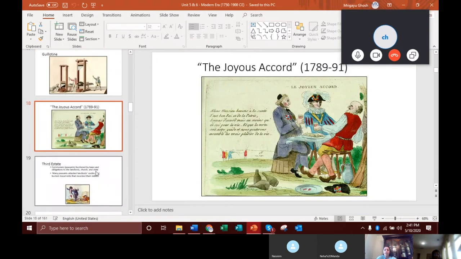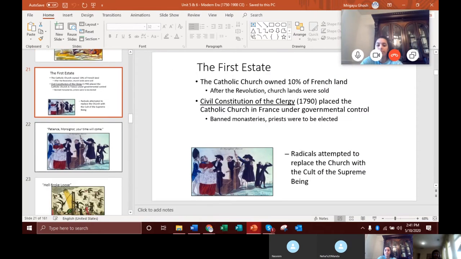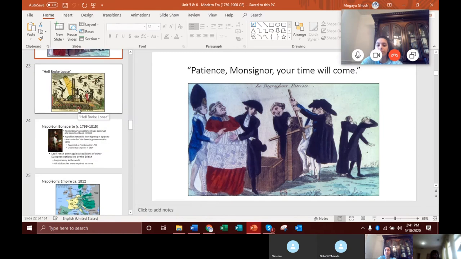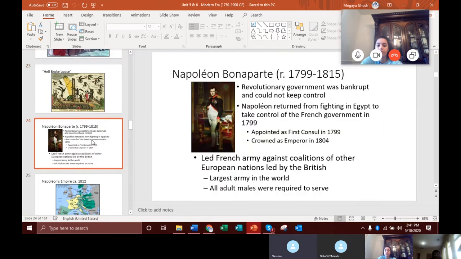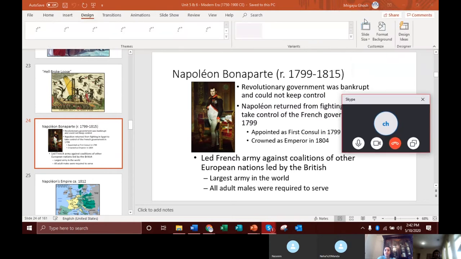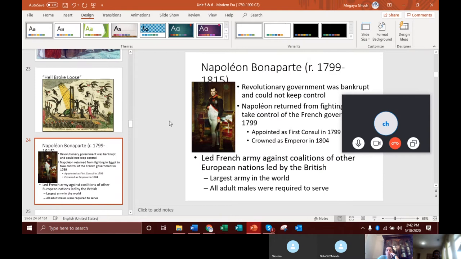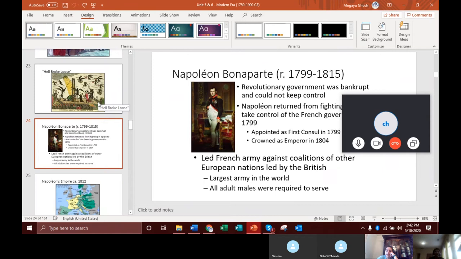And then, yes, the Joyous Accord. Patience, Monseigneur, your time will come. The PowerPoint looks different on your computer. Yeah, originally it was formatted as a standard size, but when I combined them together I used the widescreen format, so that's why the formatting changed.